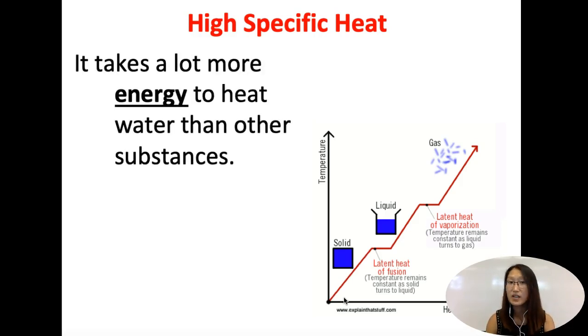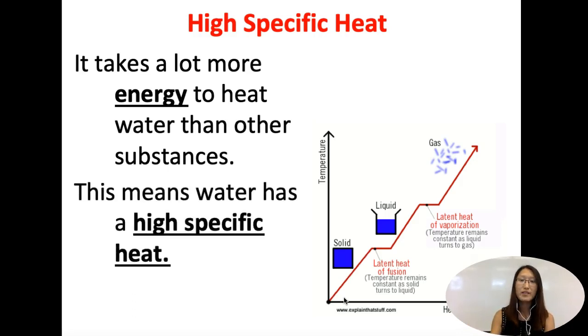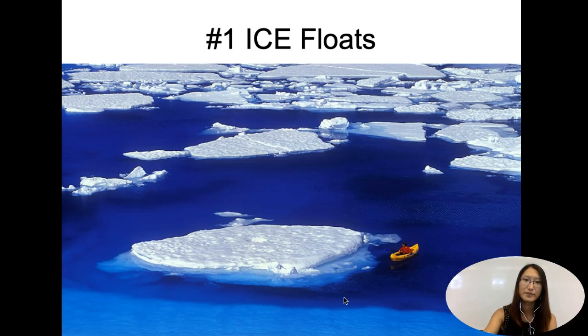It takes a lot more energy to heat water up than other substances because in order to heat up water, you have to break those bonds. When something is heated, those molecules have to move faster, and when water wants to move faster, it has to break those hydrogen bonds. And hydrogen bonds, although not as strong as ionic or covalent, are still kind of hard to break. This means water has a high specific heat, okay?